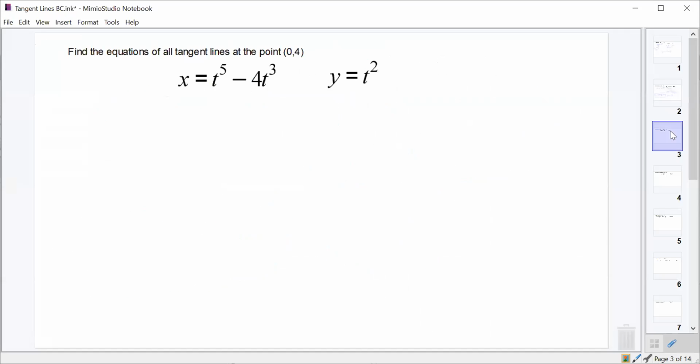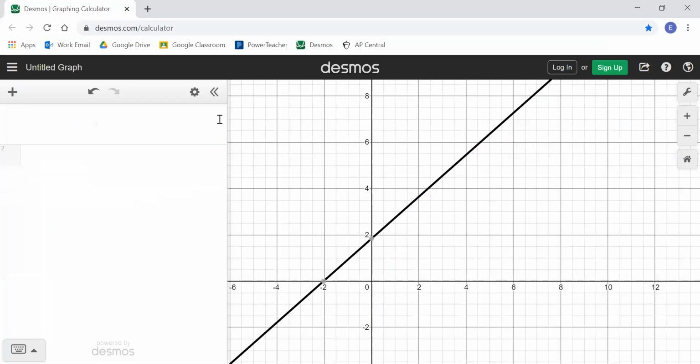All right. So here we now have a parametric. So we'll slow down here a little bit and take this one a little more slowly. We want to find the equation of all tangent lines to this parametric at the point 0, 4. And we're going to say that t is between negative infinity and infinity. So we got all real numbers t here. So for this parametric, let's graph it first, just to get an idea of what this looks like.